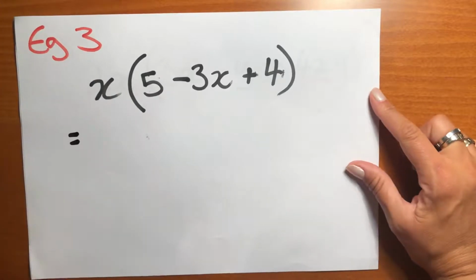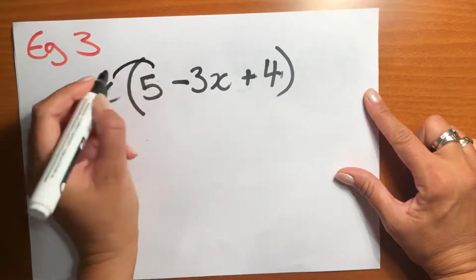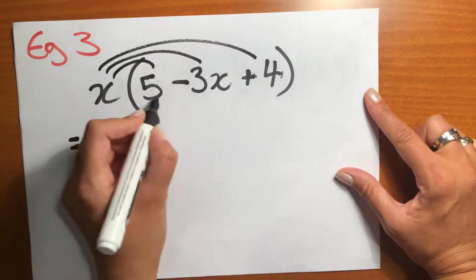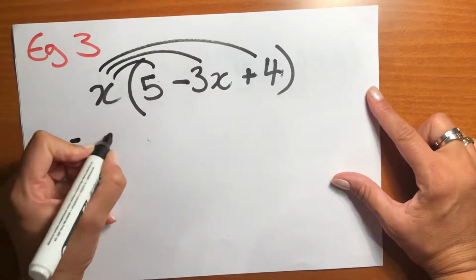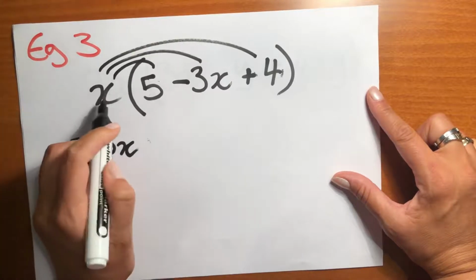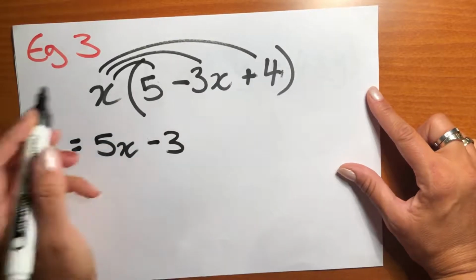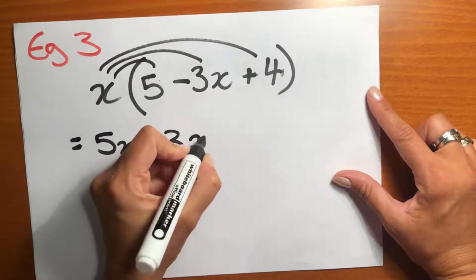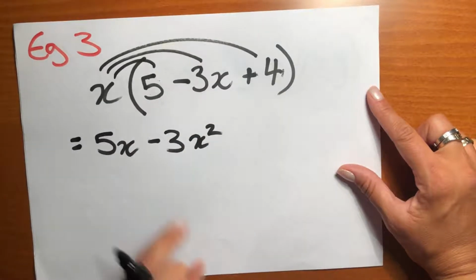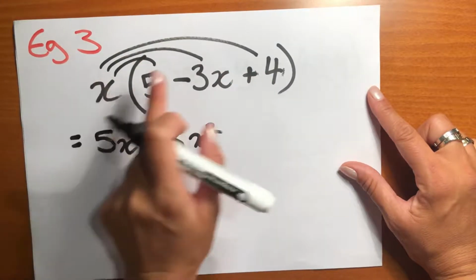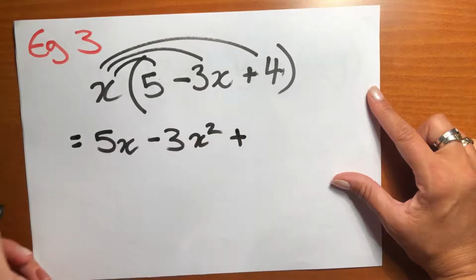Number 3. Let's have a look. So again, we want to connect them all up. x times 5, they're both positive, so we've got 5x. x times negative 3x, so the negative 3 stays. And x times x is x squared. And then x positive times a positive is going to be a positive answer.